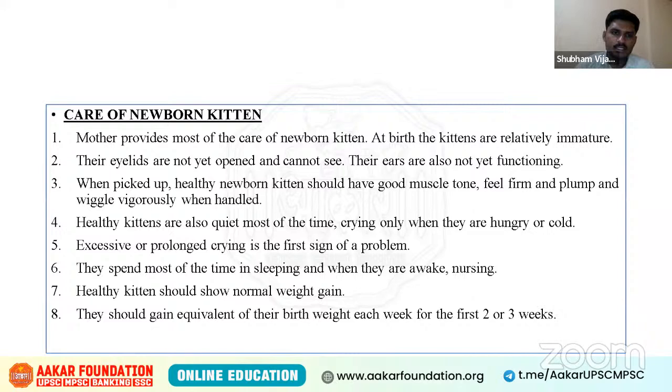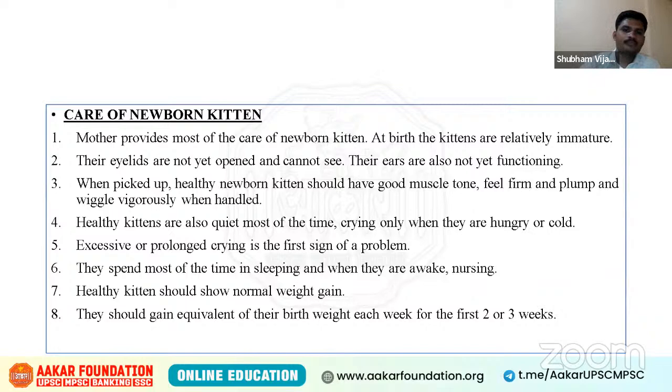Then, most of the time crying also happens when they are especially hungry or feel cold. Excessive or prolonged crying, like in humans also, is a sign of a problem. Then they spend most of the time sleeping, almost 14 to 16 hours, and when they are awake, they are nursing, meaning taking the milk. Then a healthy kitten should show normal weight gain, and they should gain the equivalent of the birth weight each week for the first 2 to 3 weeks.